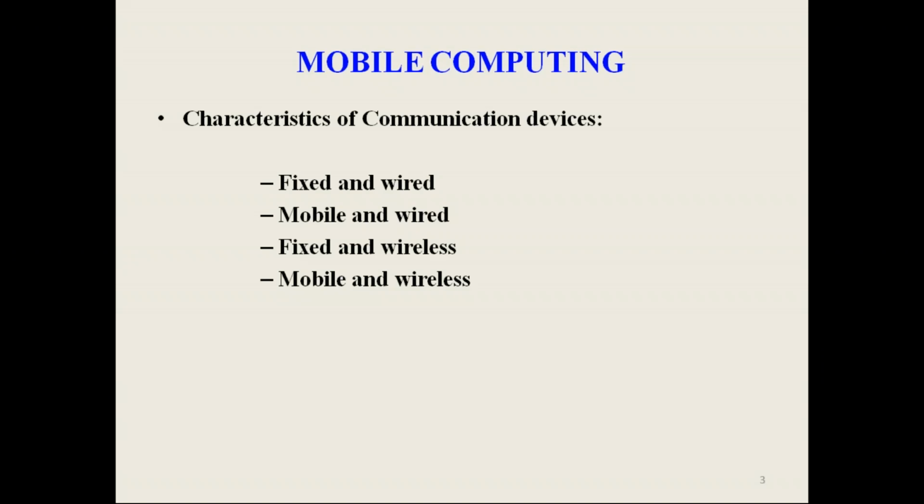Then one more is fixed and wireless. Fixed and wireless is used in installing networks in historical buildings to avoid damage through wire and cabling.